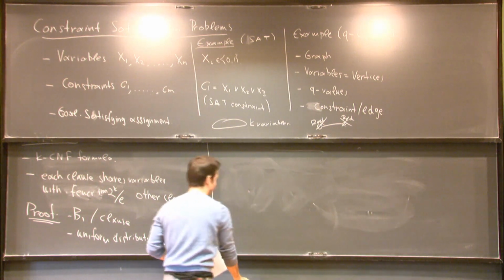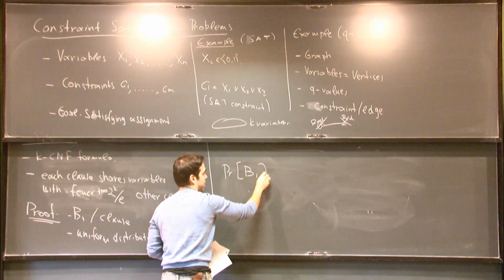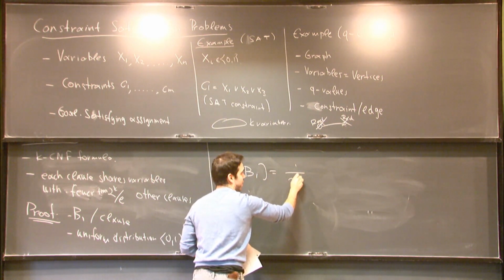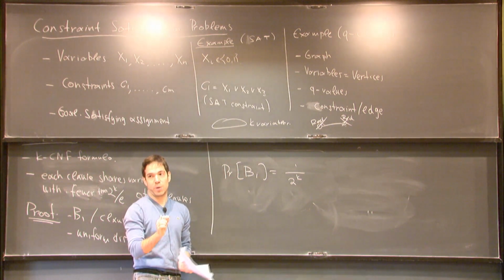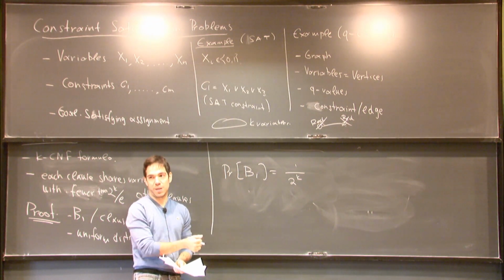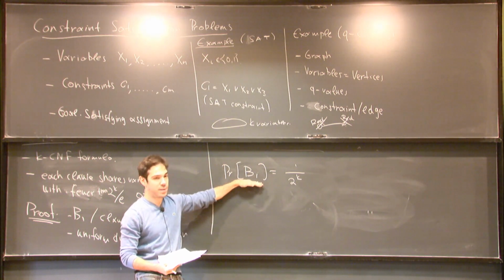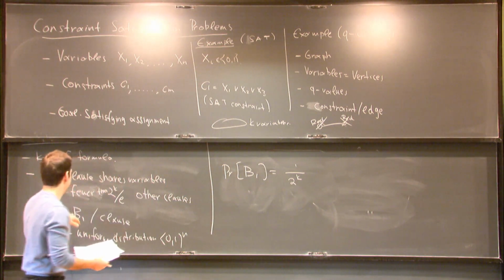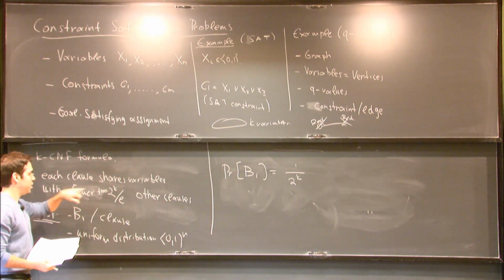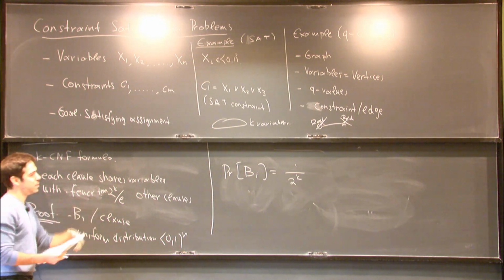And then the probability of each bad event is 1 over 2 to the k, right? Because there are 2 to the k assignments, and only one of them is violating. So if we flip random coins, then the probability that a bad event is violated is 1 over 2 to the k.